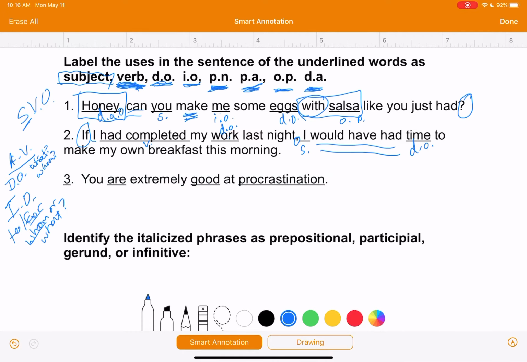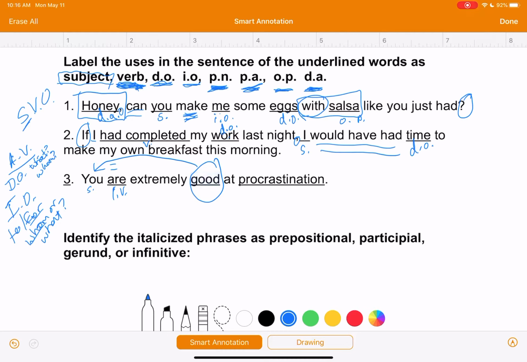Number 3, you are extremely good at procrastination. Are is underlined. This is a linking verb. You've memorized that list of linking verbs many times. You should recognize are as a linking verb. It can be replaced sometimes, usually with the word equals. So the subject is you, so what are you equal to? Or, what's the description of you? Good. Okay.